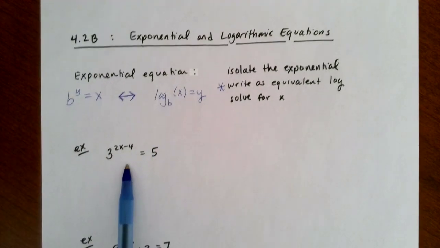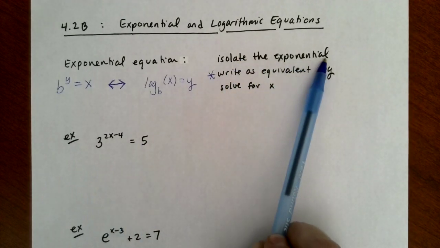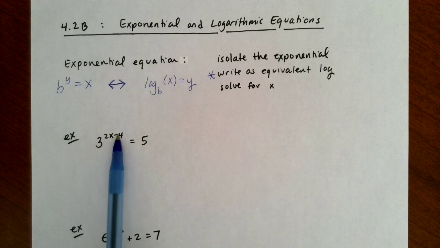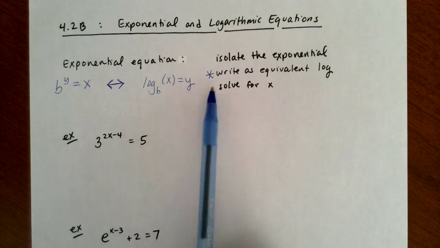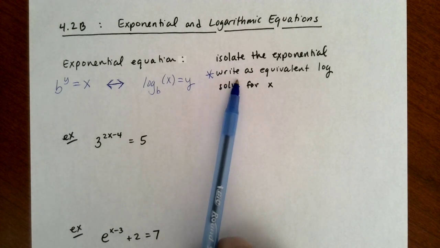Okay, so in this first example, the first step is already done. When we say isolate the exponential, we mean get it alone. This 3 to some stuff is already alone. And of course, our task here is to solve for x. So we're going to go straight to the second part of the instructions here, write it as the logarithm instead.